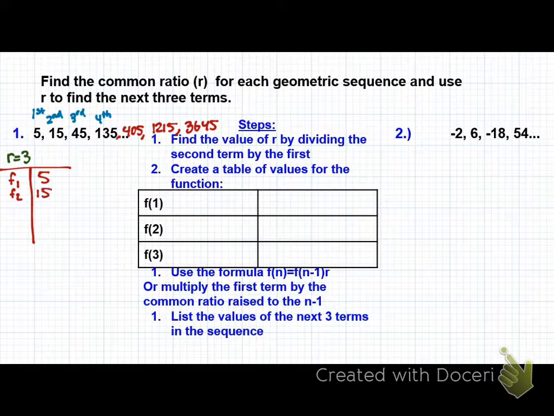We know f of 1 is 5, which is the first number. The second number is 15. The third number is 45. Fourth number is 135. Fifth number is 405. Sixth number is 1,215, and so forth, right? And we could organize all of our information, okay?